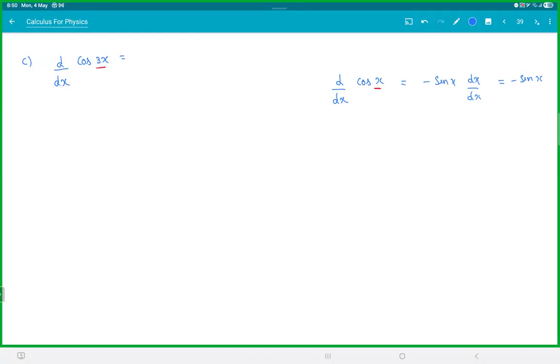So you can think of it like that. You keep doing it till you end up with dx by dx. That is one way to think of it. This guy would be minus sine 3x, and then differentiate your 3x again. The 3 comes out, and that's minus 3 sine 3x.